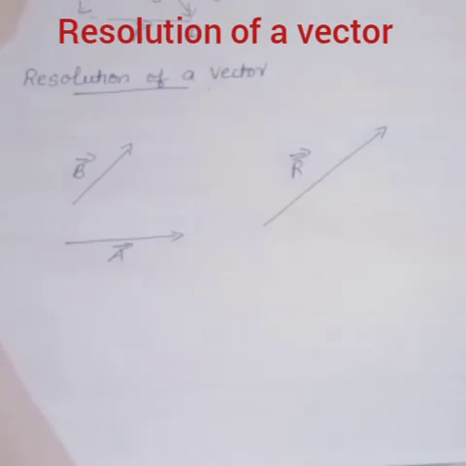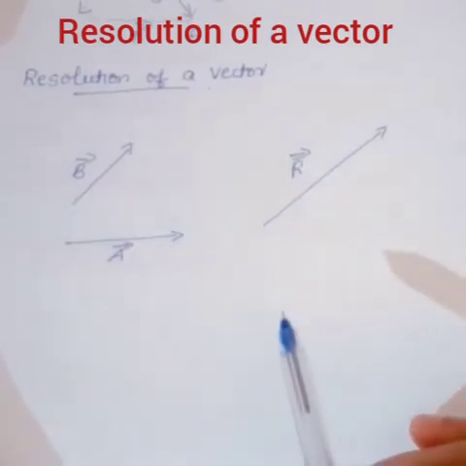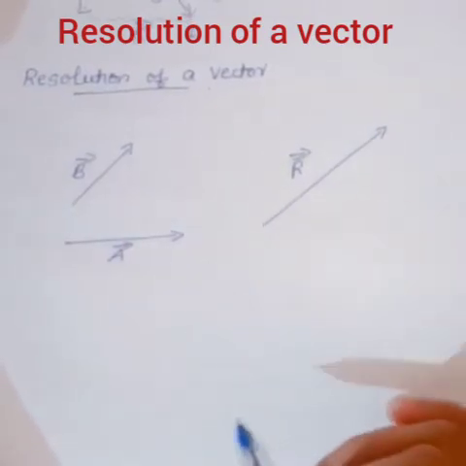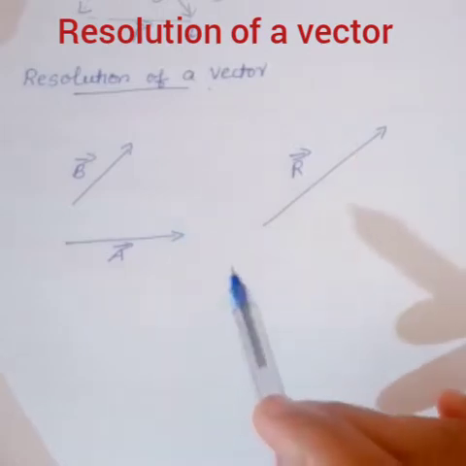The next one is the resolution of a vector. So what do you mean by resolution of vector? It is opposite to composition of vectors. Composition means adding of vectors. So in that case, we have to find out the components of that vector.